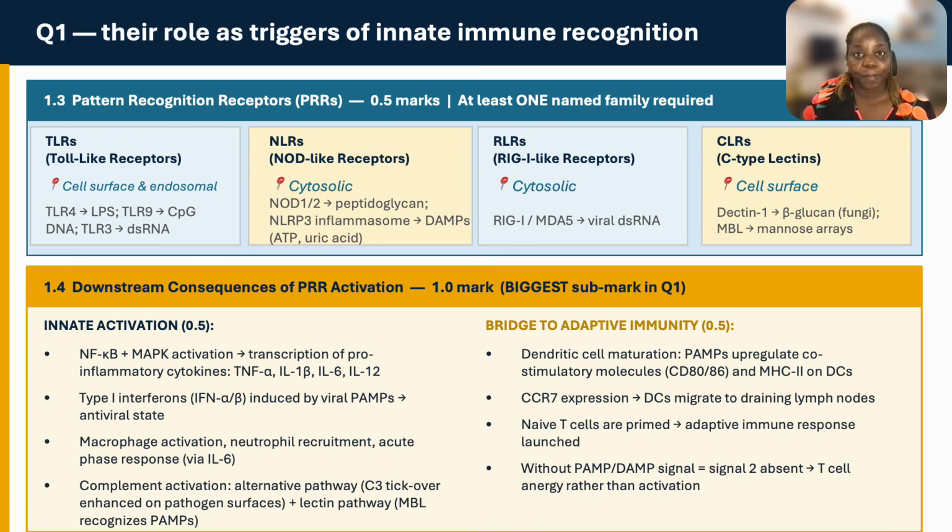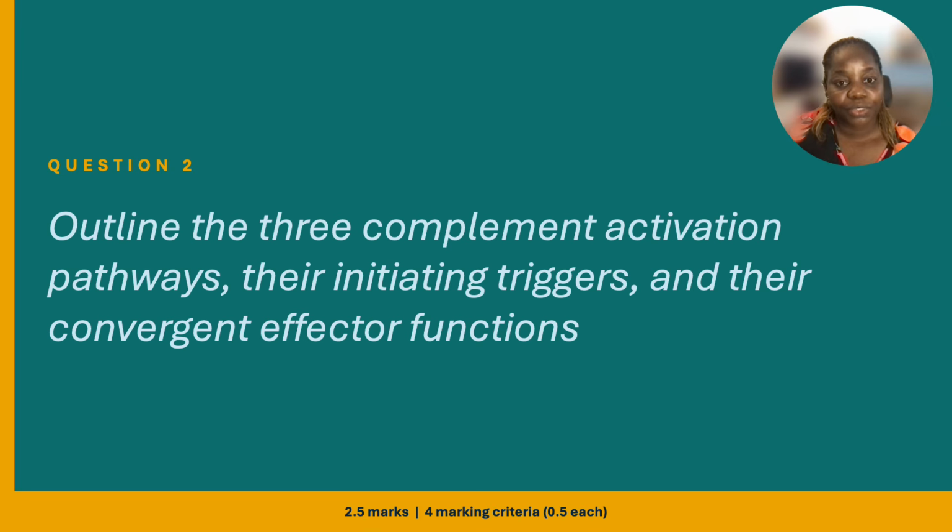Okay, thank you. So let's move to the next question. Question 2 is worth 2.5 marks as well, and it is broken into 4 criteria of 0.5 marks each. So 3 criteria will correspond to 1 pathway each, and the 4th criterion will address the convertase effector function. Question 2 is: outline the 3 complement activation pathways, their initiating triggers, and their convertase effector function.